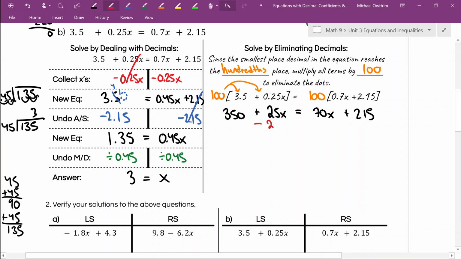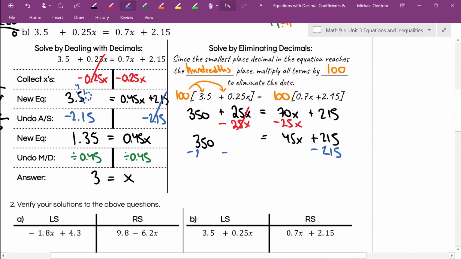We'll start by collecting our x's on the right side of the equation. That'll give us 350 is equal to 45x plus 215. We'll go ahead and undo our addition of 215 by subtracting 215 from both sides. And again, we'll have to borrow. So 135 is equal to 45x.